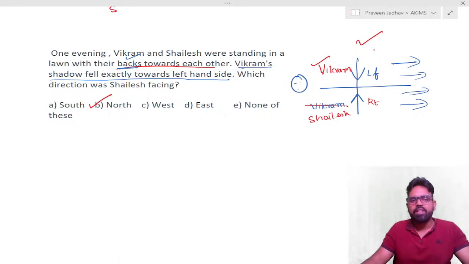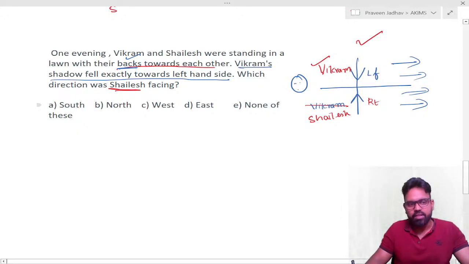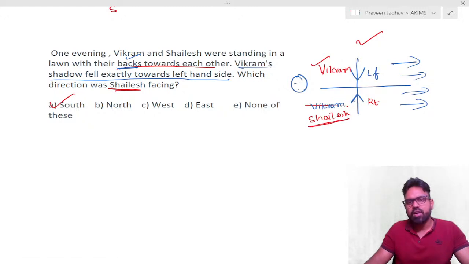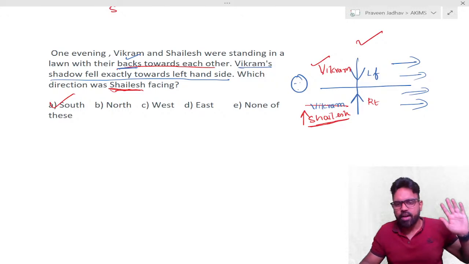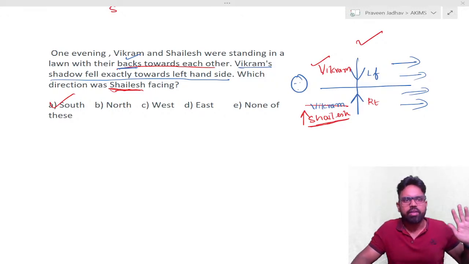Everyone, in which direction is Shailesh facing? Shailesh is facing north now, but if they are standing back to back, then Shailesh will be facing south. Whatever answer you got for Shailesh, Shailesh was north, but the opposite of that answer will be right here, because Shailesh will be facing south. Getting it? Everyone? Any doubt?